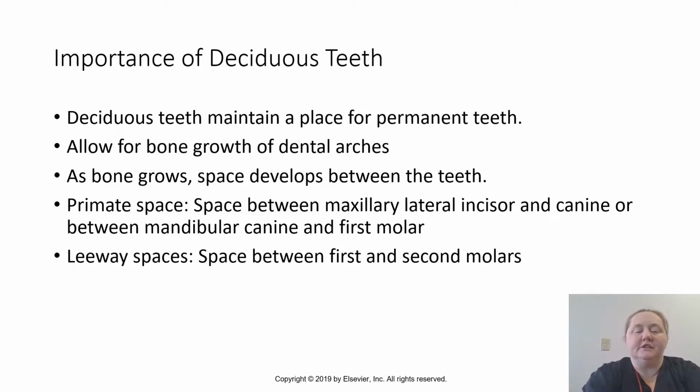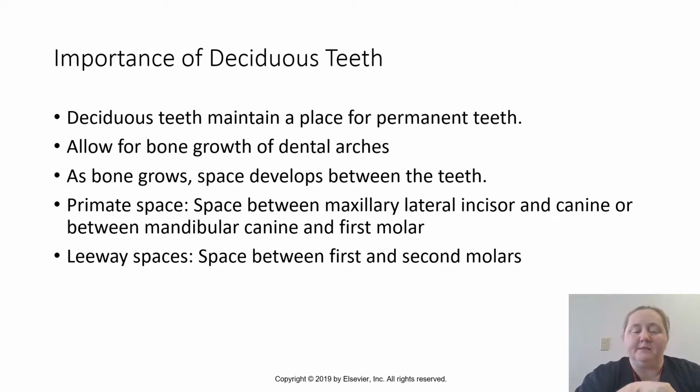So importance of deciduous teeth. Deciduous teeth do maintain a place for the permanent teeth. So it's important that they are there. Remember, if you don't get a primary tooth, you aren't going to get its successor. Okay, so if it's missing in the primary dentition, it's going to be missing in the permanent dentition. This also allows for bone growth of the dental arches, and as the bone grows, it develops these spaces, and we're going to talk about those spaces.